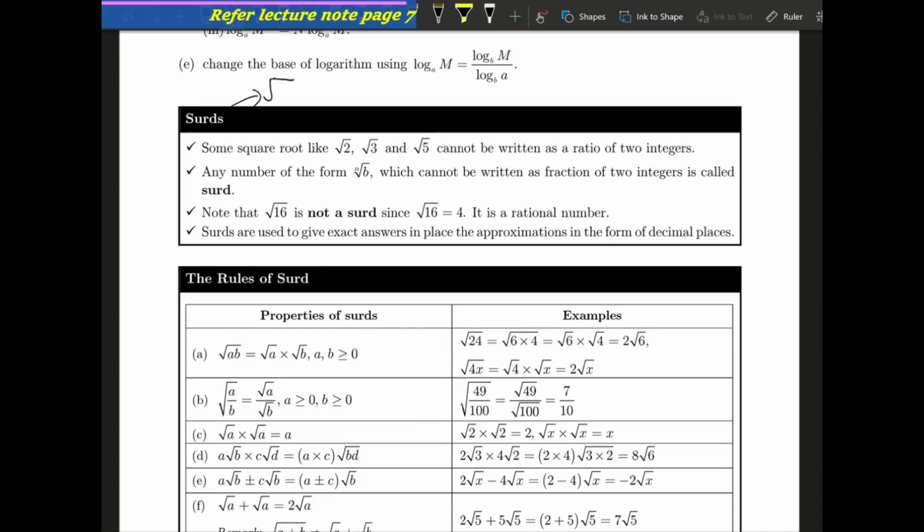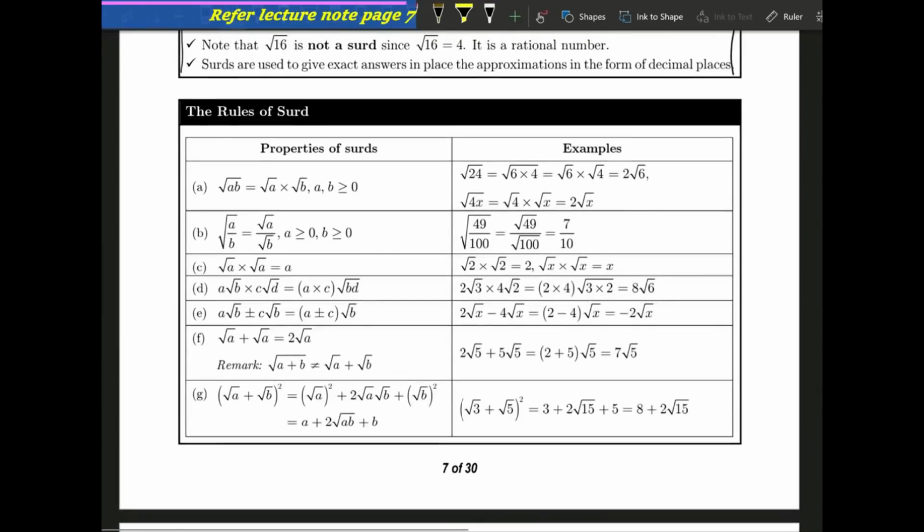For further explanation, I advise you to read this table here. Read everything that's written here so that you can get a clear picture. What is it? The root of a whole number that doesn't return a whole number. So that is a surd. Try to read this table to get a clear picture of what I mean.